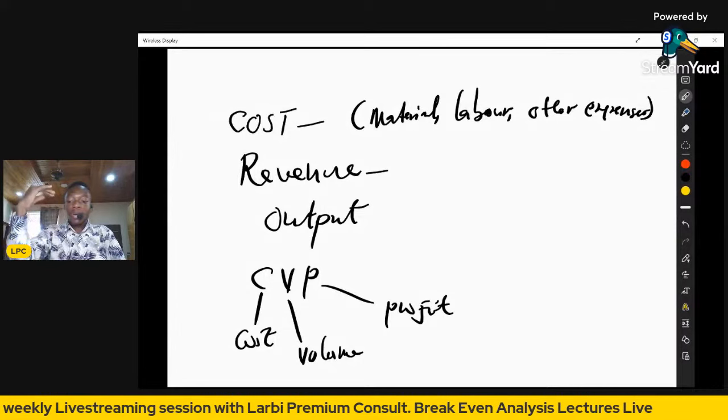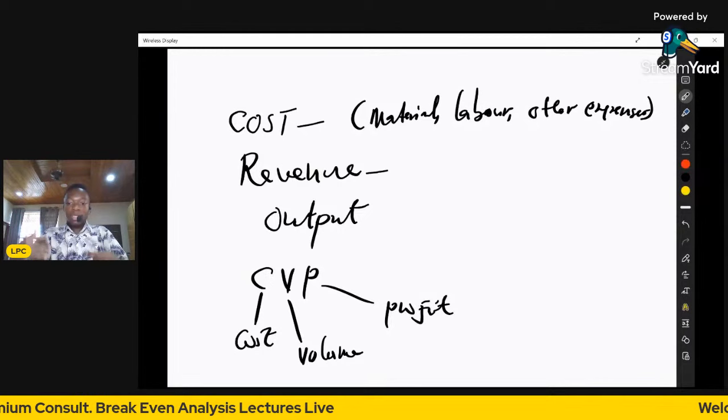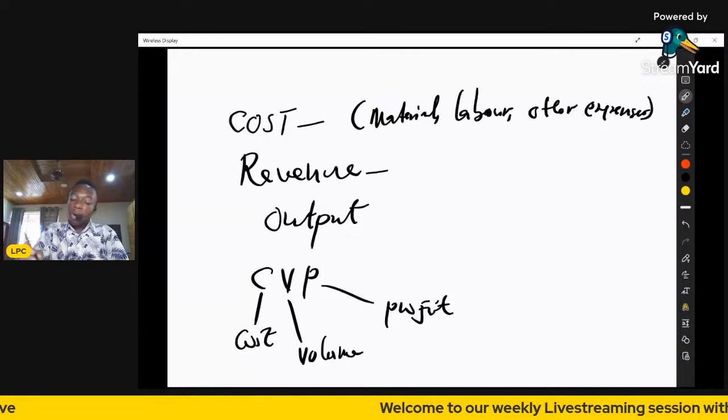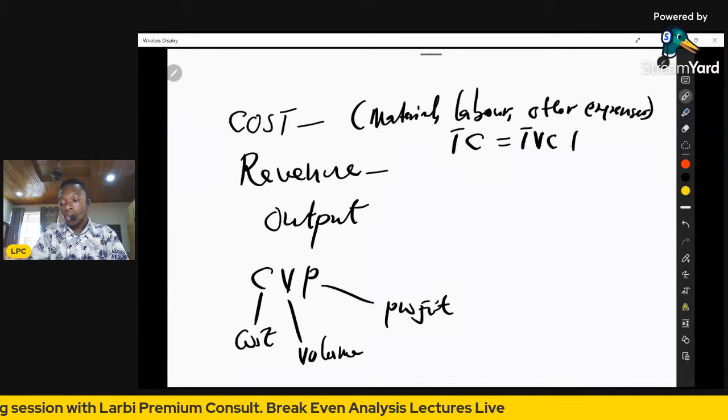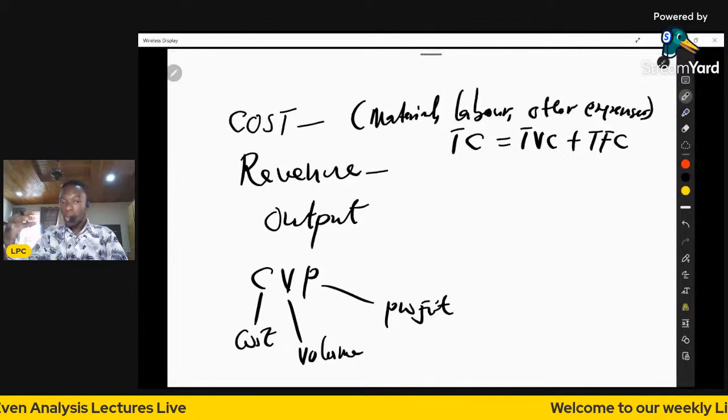Okay, so when it comes to cost, with the understanding in break-even analysis, we can actually segregate cost into two components, right? We'll get to the assumptions that help business people use break-even analysis to make decisions. When we talk about cost, we can break it into two categories. We can refer to that as total cost, which consists of our total variable cost plus total fixed cost. So cost can be divided into two categories, total variable cost and total fixed cost.